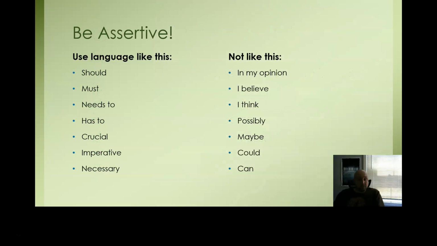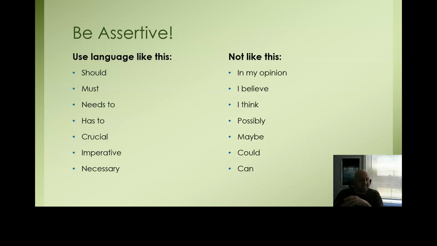Part of being direct is being assertive. Your reader should do this. They must do this. She needs to. He has to. It is crucial or imperative or necessary that we follow this advice. Strong language, strong wording. It gives you credibility by showing that you have confidence in your position.